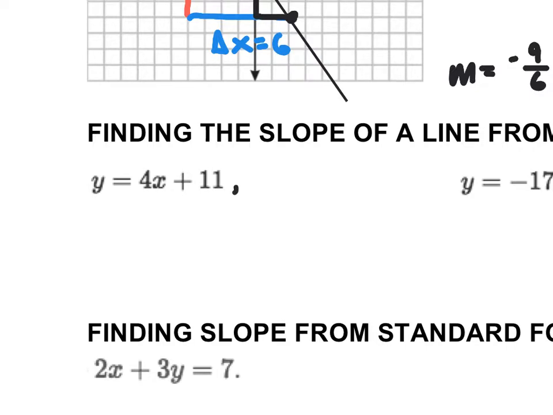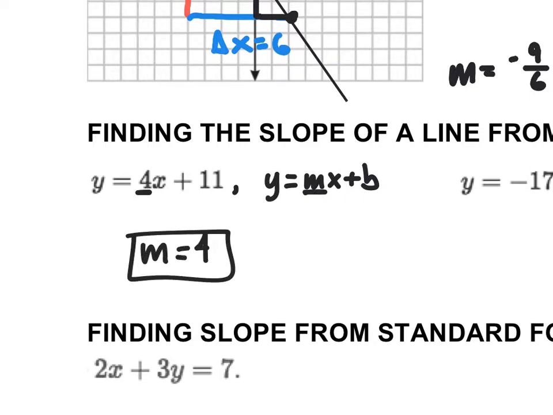If I've got y equals 4x plus 11, looking at y equals mx plus b, the number that's in front of the x is my slope. The number that's in front of my x here is 4. So my slope, m, is equal to 4. And that's it, and that's all we're doing.